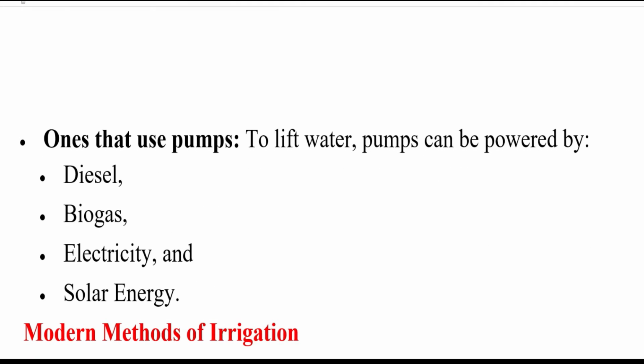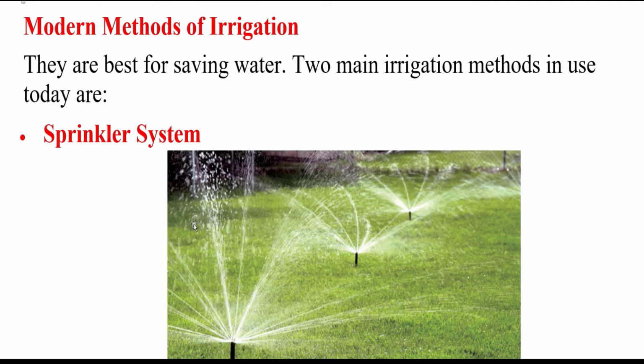The other type uses pumps to lift water. Pumps can be powered by diesel. So diesel is used to give power to the pumps. Biogas, electricity and solar energy are also used. The modern methods of irrigation are best for saving water.